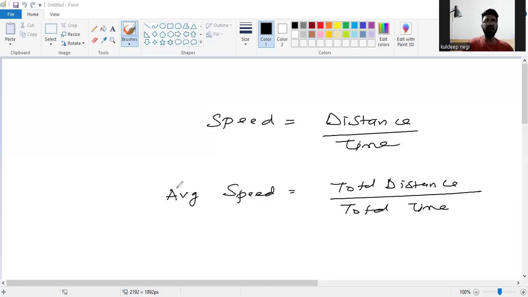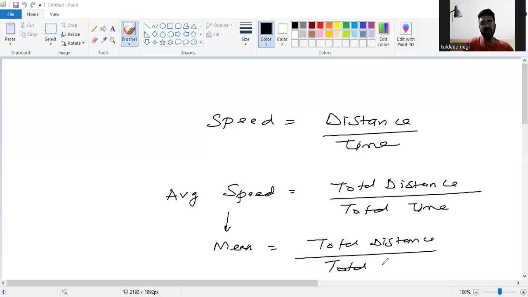Now, whenever I teach this particular formula to my students, I tell them never use the concept of mean in finding the average speed. Never ever use the formula of total distance upon total number of values, which is the basic concept of mean. Never use this formula.